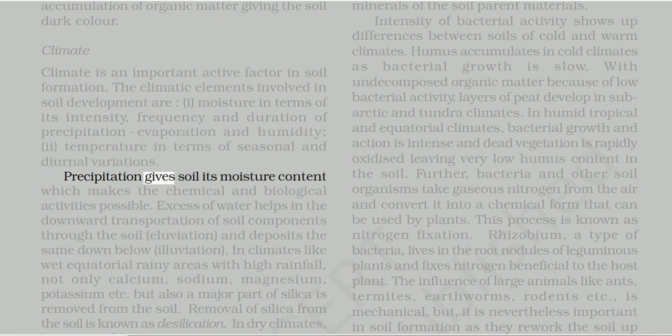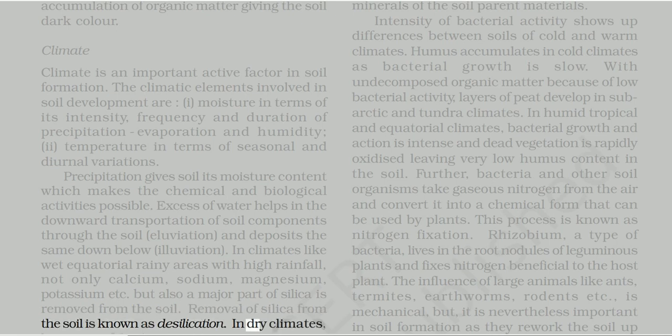Precipitation gives soil its moisture content, which makes the chemical and biological activities possible. Excess of water helps in the downward transportation of soil components through the soil, eluviation, and deposits the same down below, illuviation. In climates like wet equatorial rainy areas with high rainfall, not only calcium, sodium, magnesium, potassium etc., but also a major part of silica is removed from the soil. Removal of silica from the soil is known as desilication.